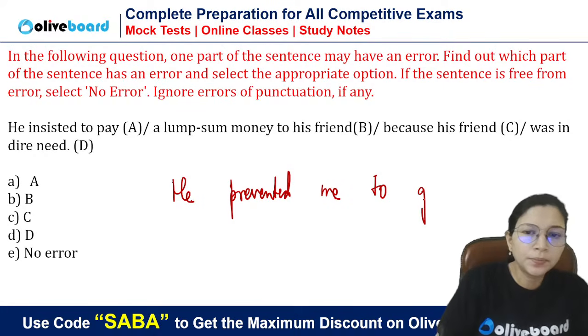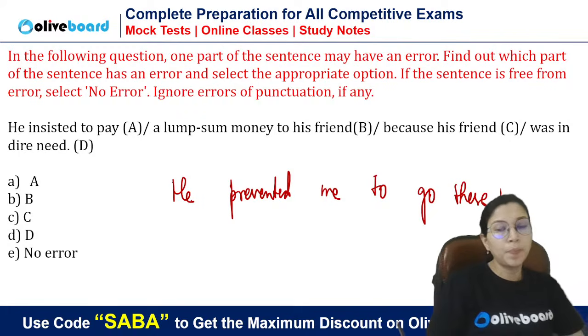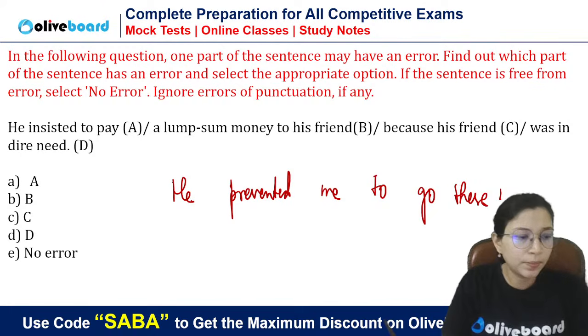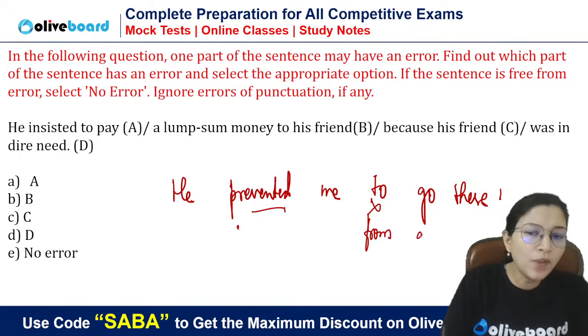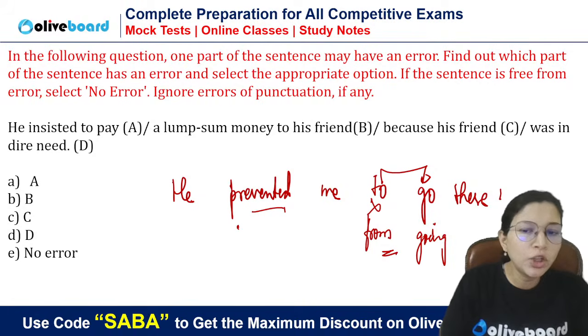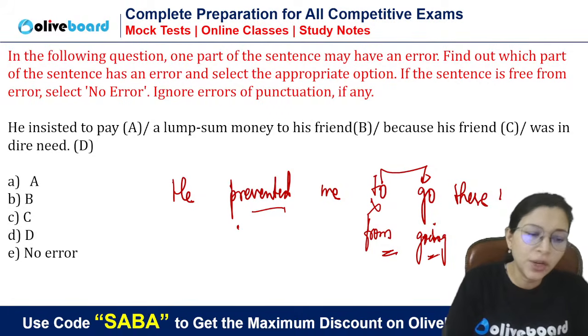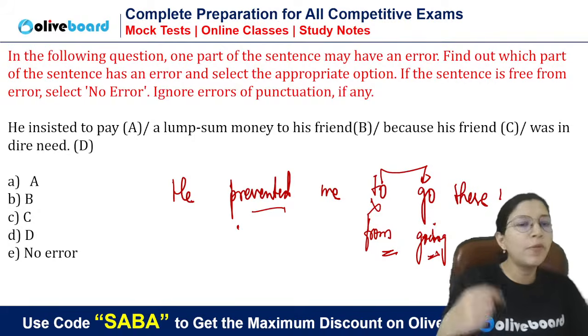What is wrong here? Now, this is a question where you should know a specific preposition. I think you all know that prevented is followed by the preposition from. And when from comes, of course gerund will come, because a preposition with to plus V1 will not go. So you will say he prevented me from going.